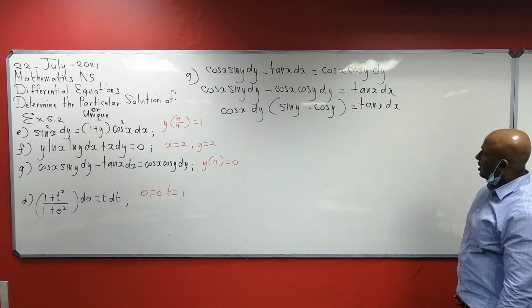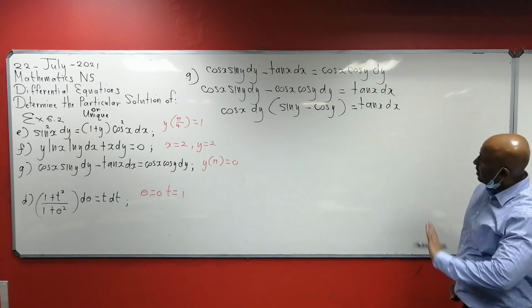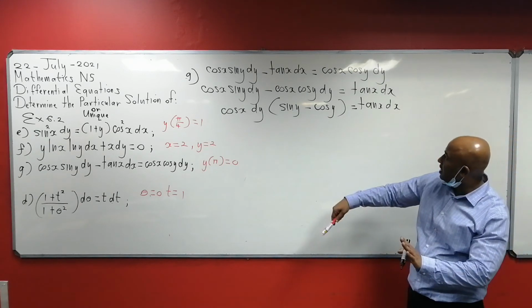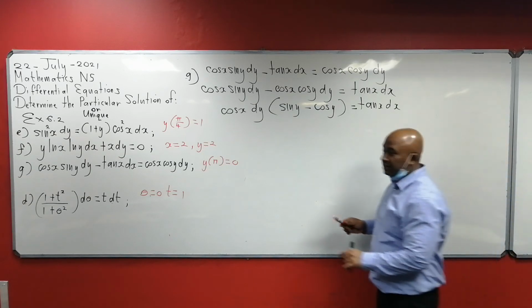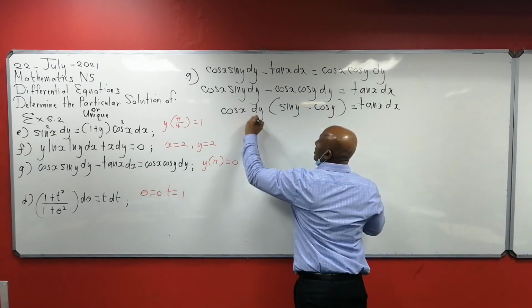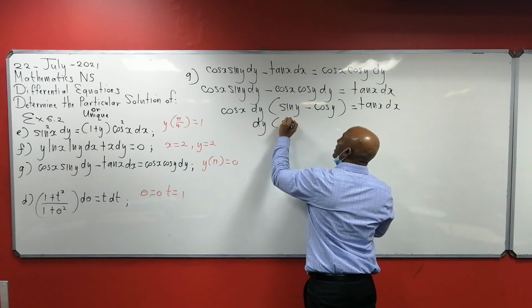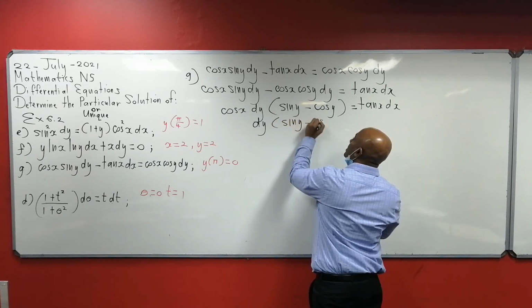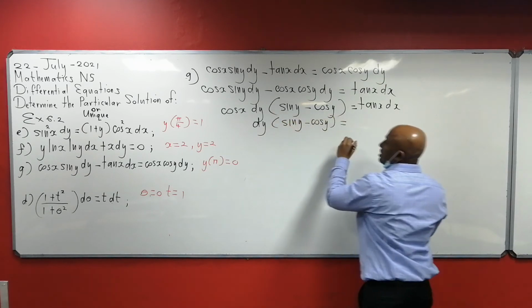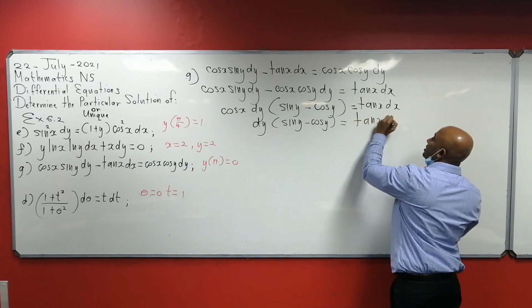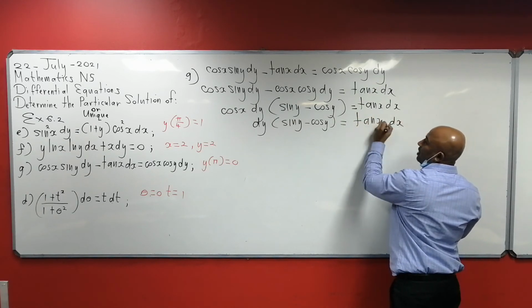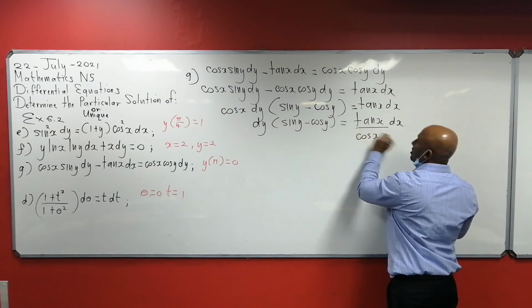Alright, now I can go and separate. I got my dy on that side, I got these terms on that side. All I have to do is divide by cos x. So I divide by cos x, and I get sin y minus cos y dy is equal to tan x dx, all divided by cos x.